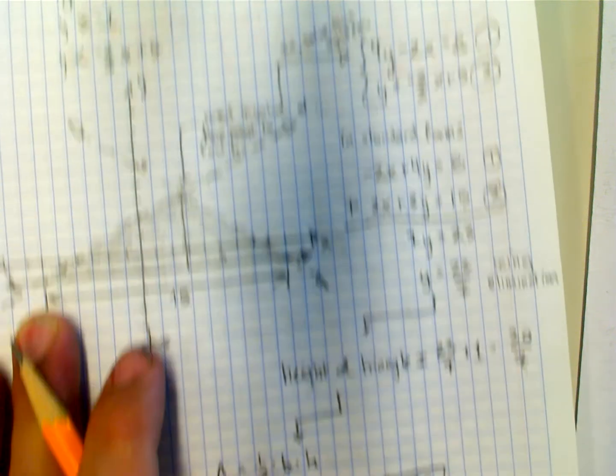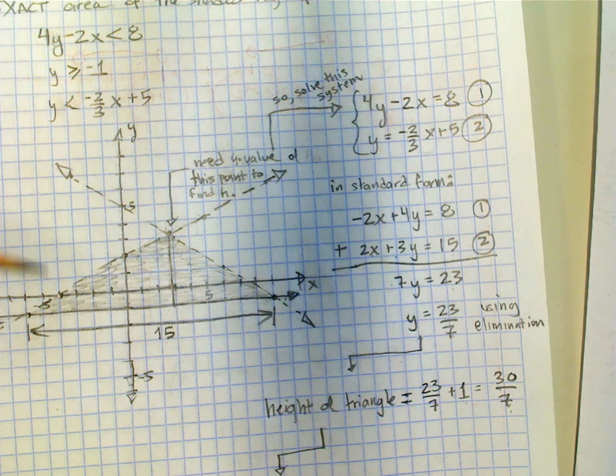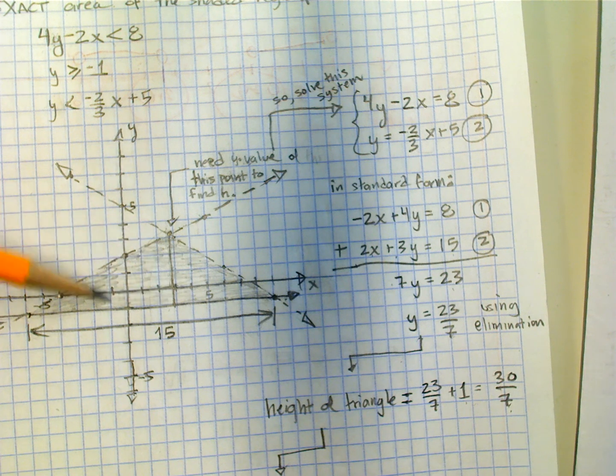And then I'm going to go back up to my graph and I'm going to count the whole boxes that are shaded in, or at least more than half is shaded in. 1, 2, 3, 4, 5, 6, 7, 8, 9, 10, 11, 12, 13, 14, 15, 16, 17, 18, 19, 20, 21, 22, 23, 24, 25, 26, 27, 28, 29, 30, 31, 32, 33, 34. So I got about 34 boxes when I just did a rough count.